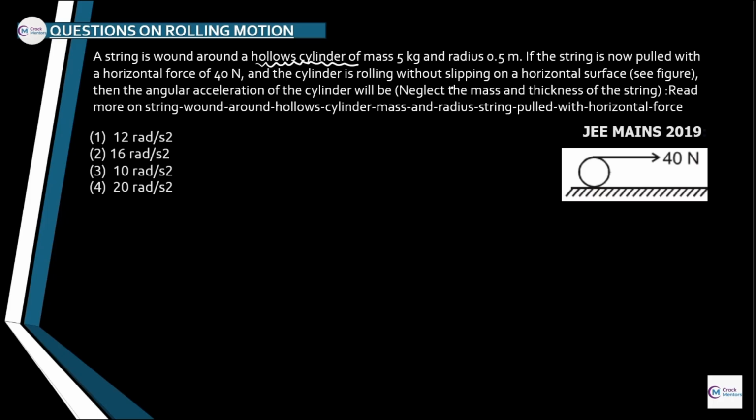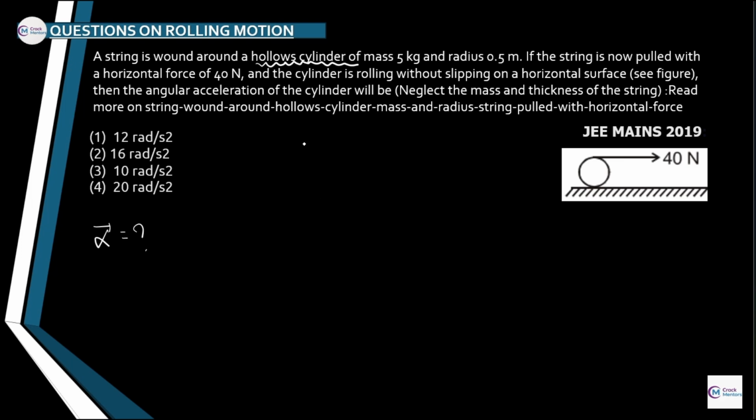Okay, now a horizontal force of 40 Newton, and the cylinder is rolling without slipping on a horizontal surface. See figure. Then the angular acceleration of the cylinder will be? Neglect the mass and thickness of the string. This is a simple thing. Now let us make the diagram.